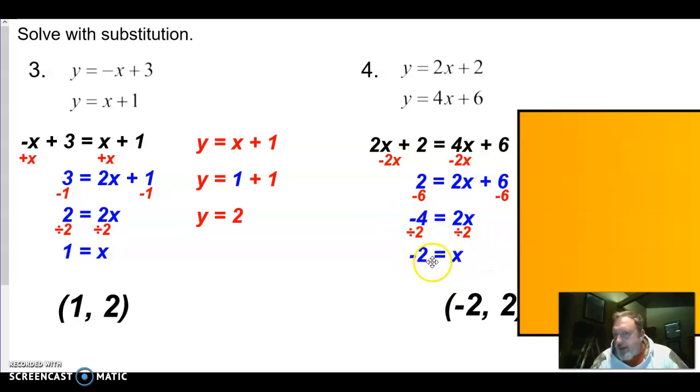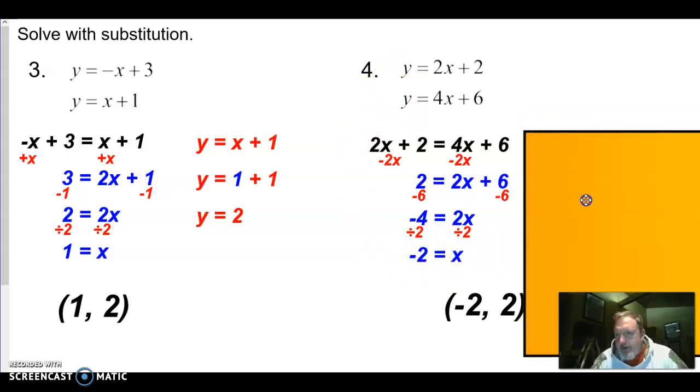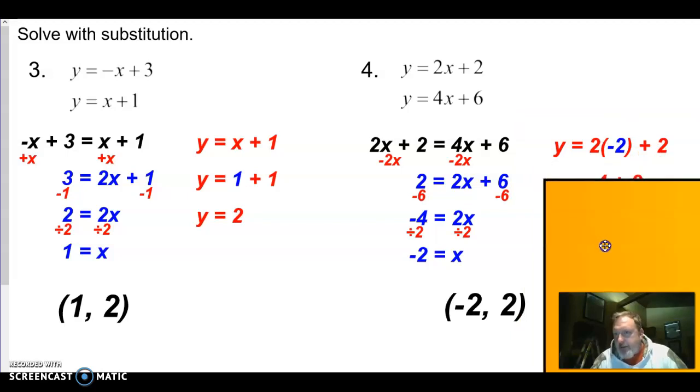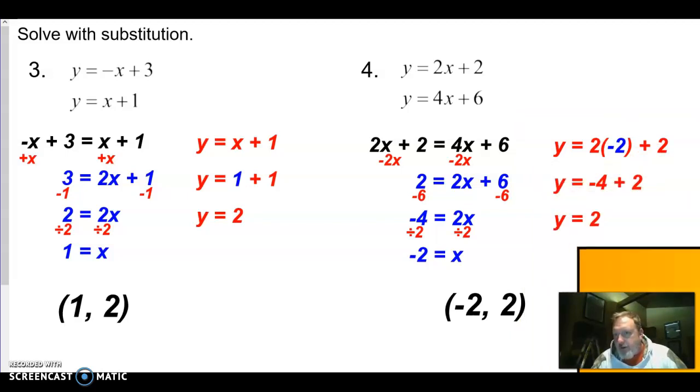Again, now that I know x, I have the choice. I can plug it into the top one or the bottom one. Doesn't matter. That's your choice. I just plugged into the top one. And 2 times negative 2 is negative 4. And so when all is said and done, y is equal to 2. And so again, once you have x and y, write your final answer as an ordered pair.